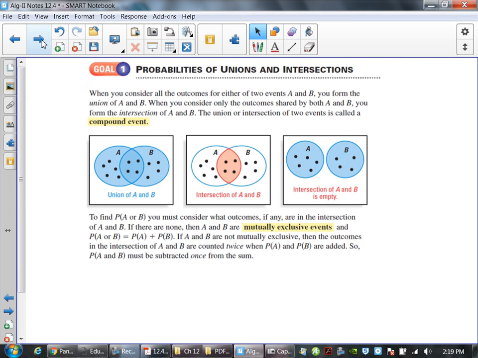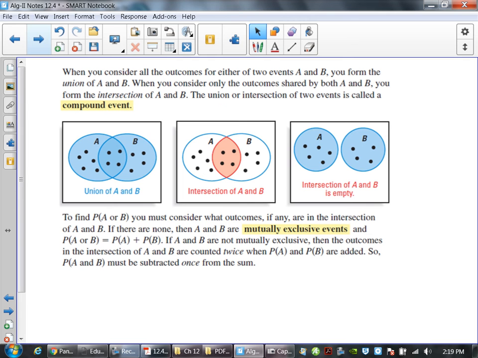Now, the book does go a little bit longer way of talking about what are called unions, intersections, and mutually exclusive events. The union is all the stuff together. The intersection is the overlap. And a mutually exclusive event is when they have absolutely nothing in common. You don't need to write all that out. If they're mutually exclusive, it's your A or B, but there's just no overlap. That's picking a 6 or picking a 7. There's no overlap of 6s and 7s.